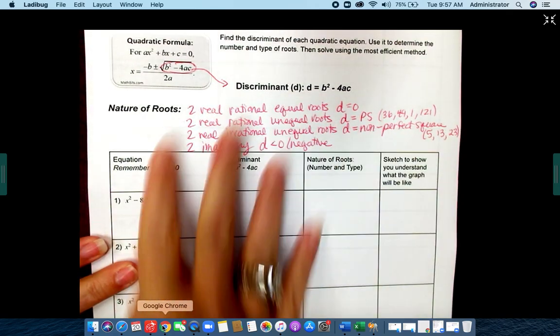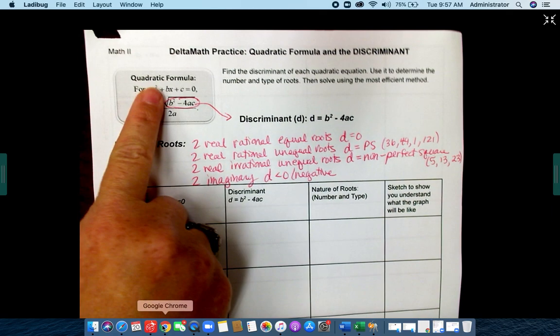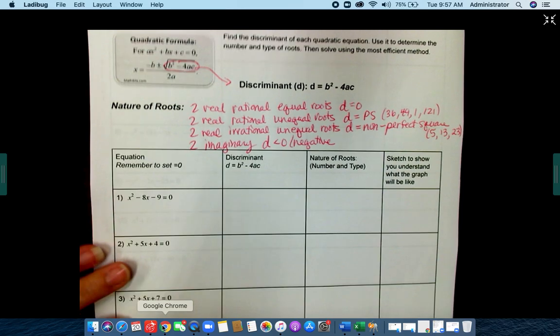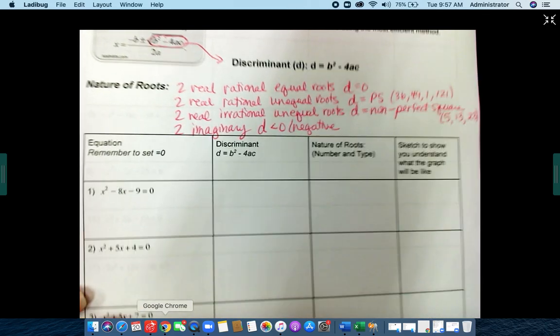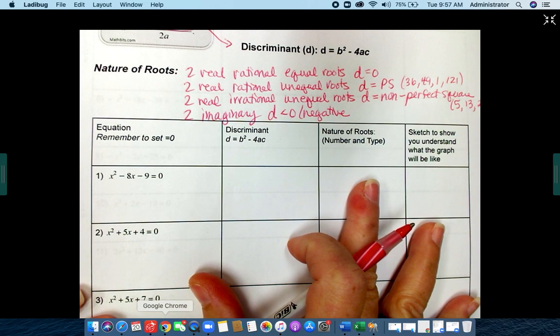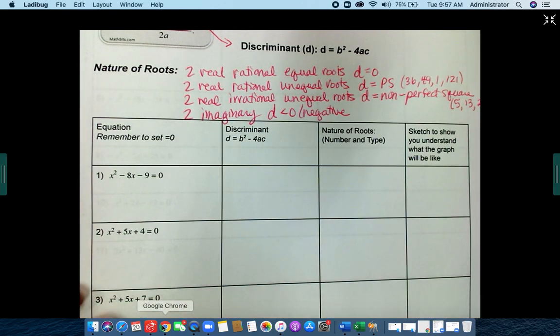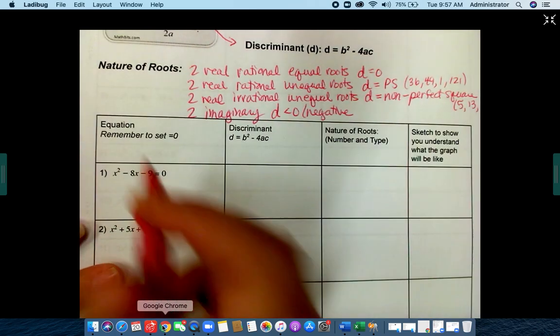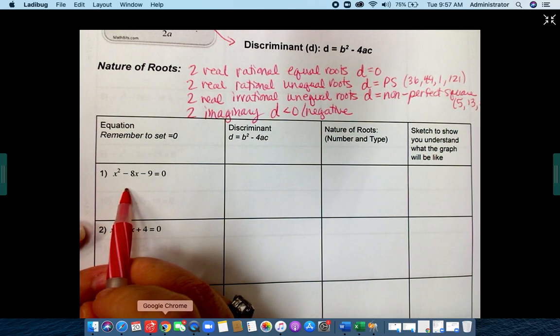I know I've talked about a lot, but this is the crux of today's lesson. Once we get this down really well today, then we'll be ready to apply the quadratic formula. So I'm just going to go through a few of these, explain how you would type them in, or how you would find the answer, then we'll go back in Delta Math and put our answers in, okay? So let's talk about number 1 first.